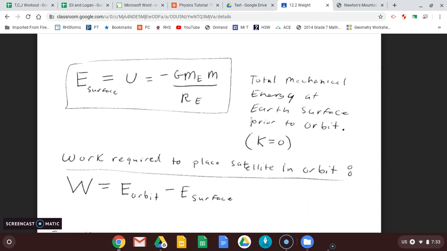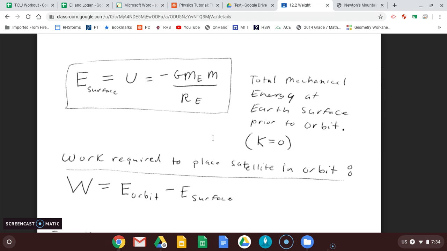Prior to an object being fired into orbit, if it was just sitting at the surface of the Earth, the r would only be the radius of the Earth, because we have no extra altitude to add to that. And if we haven't fired it yet, the kinetic energy would be zero. So that means that the total mechanical energy at the surface is equal to just the gravitational potential formula, section 12.3, specifically written with the r being the radius of the Earth to its center.